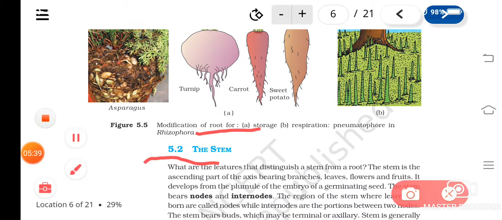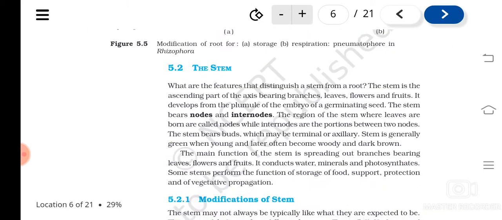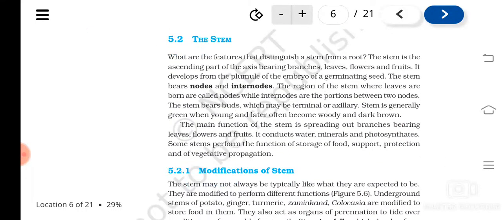Can you see these pneumatophores, which are negatively geotropic, meaning they grow up? They are adapted to mangrove places where there are muddy regions, and to get oxygen their roots come up. Understood? If the roots are under the muddy region, they will not be able to respire, so some of the roots come out and perform the function of respiration. Is it clear? Now the stem, how will you identify a stem?